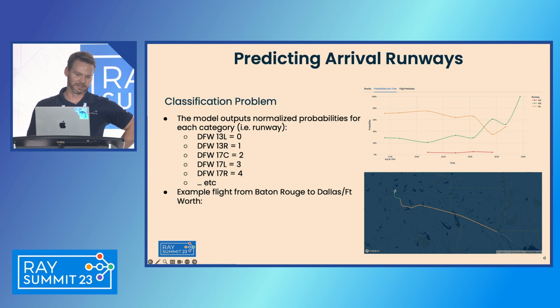So it assigns a category from 0 to 20, basically a classification problem for which runway we think, and then we map that from a physical runway into what runway that is for human beings. So maybe 13 left is a 0 here at DFW, 13 right is a 1, and so on. This is an example of a Baton Rouge to Dallas-Fort Worth flight where it starts off with one prediction about the runway, and then as the airplane got closer, the model decided it was more confident in a different runway. So it's continually updating its prediction throughout the flight and streaming that back, and it's exposed to our customers via APIs.